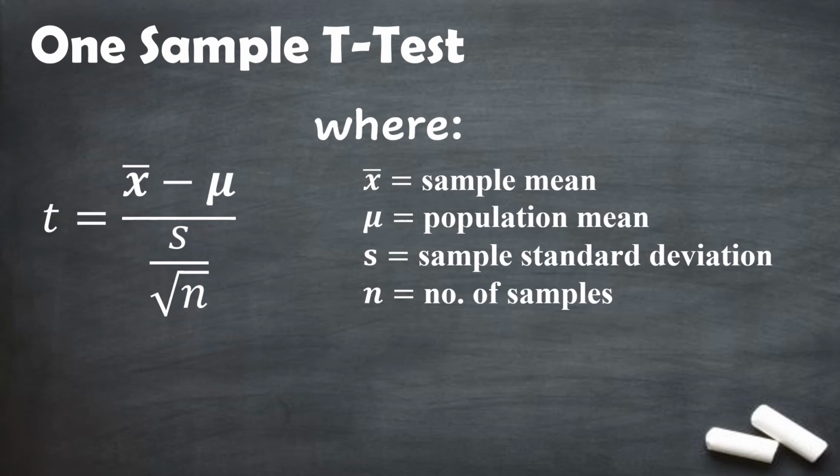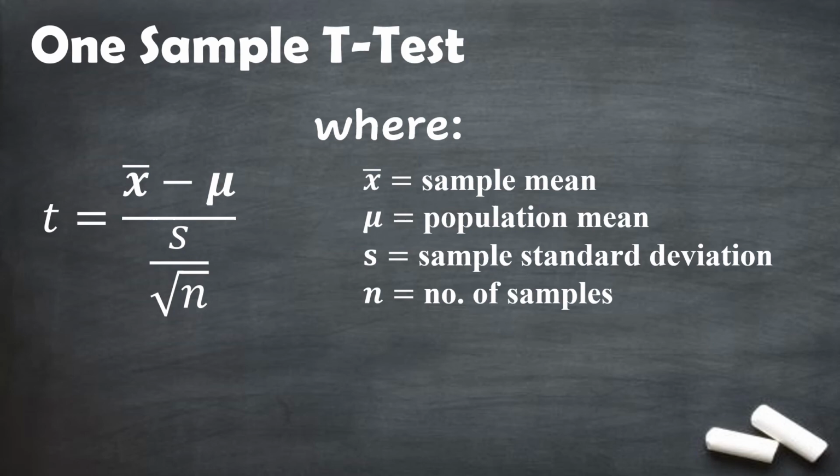The formula for one sample t-test is somewhat the same as the formula for one sample z-test, given the sample standard deviation, and that is the sample mean minus the population mean, all over the sample standard deviation over the square root of the number of samples. Another thing is that for one sample t-test, there's no other formula aside from this formula.